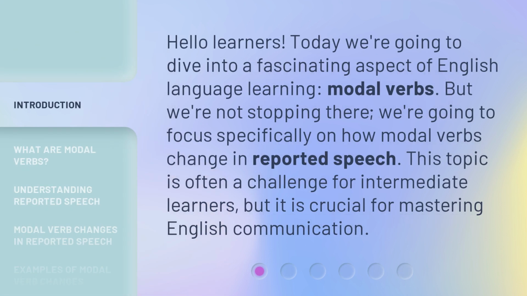Hello learners. Today we're going to dive into a fascinating aspect of English language learning. Modal verbs. But we're not stopping there. We're going to focus specifically on how modal verbs change in reported speech. This topic is often a challenge for intermediate learners, but it is crucial for mastering English communication.